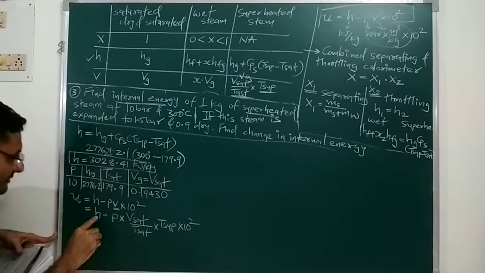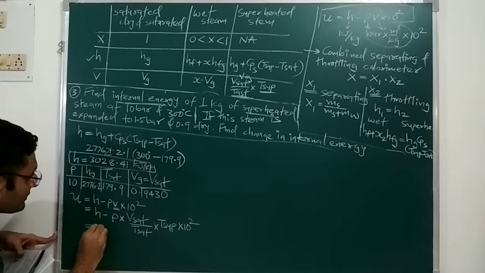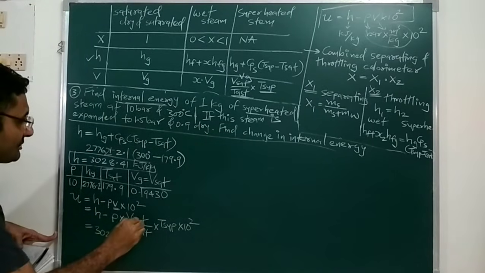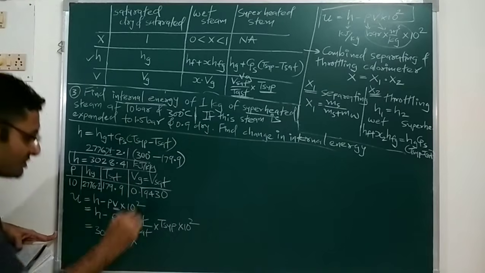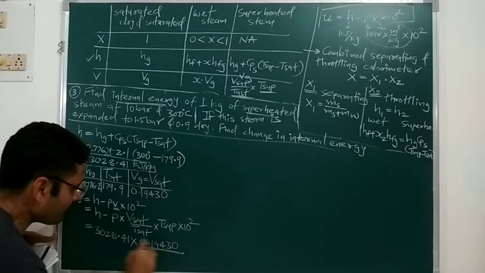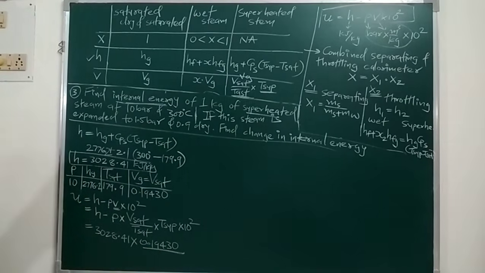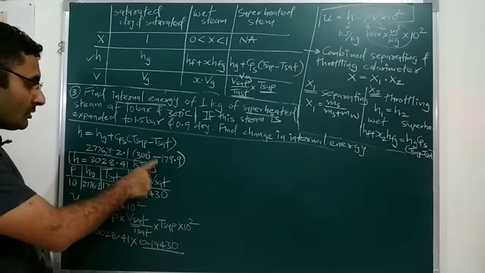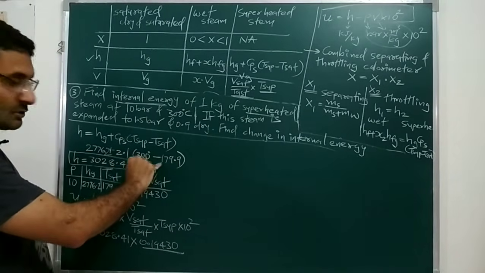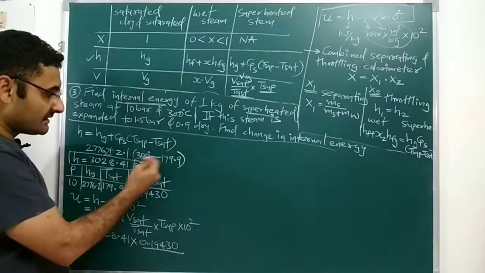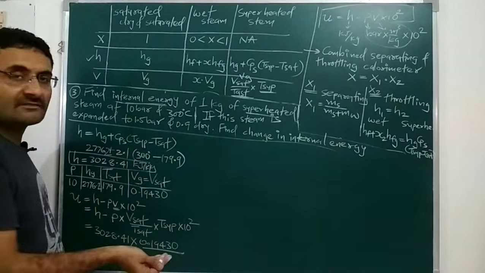Now I will put each and every value. H answer is over here: 3028.41 into V saturated, which means Vg, 0.19430, divided by T saturated. Now remember one thing, that over here temperatures are not converted in Kelvin. Why? Because over here a difference is there. If you write in degree centigrade, the difference will be the same. If you write these temperatures in Kelvin, the difference will also be the same.